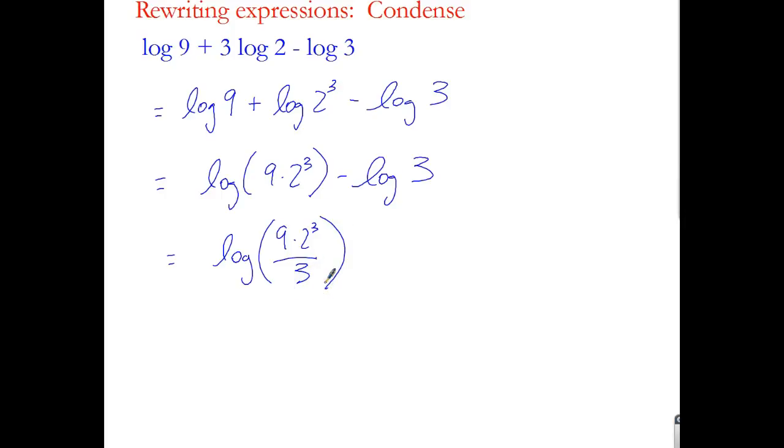Okay, and then we can go ahead and simplify that on the inside there, and we could say 9 divided by 3 is 3, and then 3 times 8 there. 2 cubed is 8. Okay, so we can do log of 24. Okay, so it's just sort of being able to go forward and backwards there. Okay, understanding how you can kind of break them down.